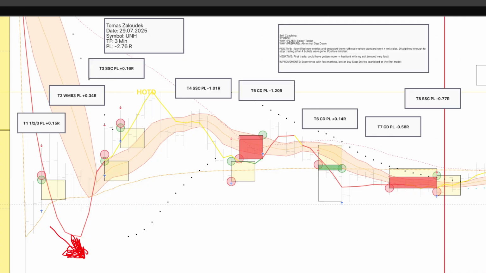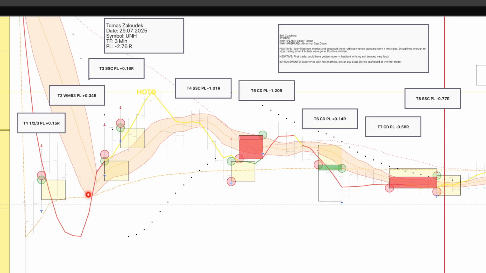The interesting thing is that, yeah, so when we get in here somewhere, we get in here on a WMB3 entry, which means that on the Williams percent R, which is the indicator you cannot see, and on the MACD there was an uptick on the histogram. Williams percent R was oversold given this huge gap down. So we get in here.